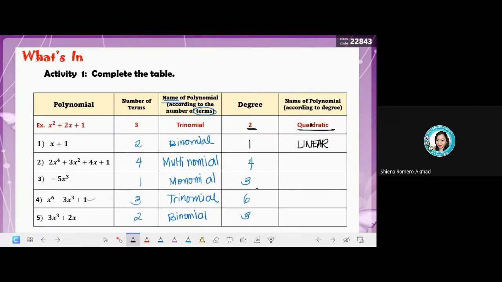For number 3, cubic, correct. So you can use your cellphone to search kung nakalimutan na para maalala nyo. So cubic yan. Of course, ito cubic din. Now, how about if the degree is 4 and the degree is 6? A polynomial with a degree of 4. What do you call that?